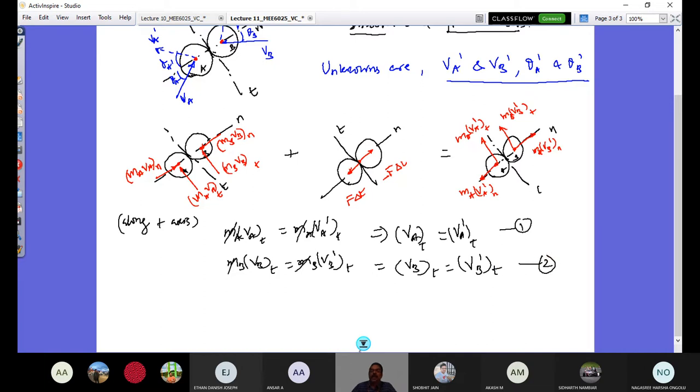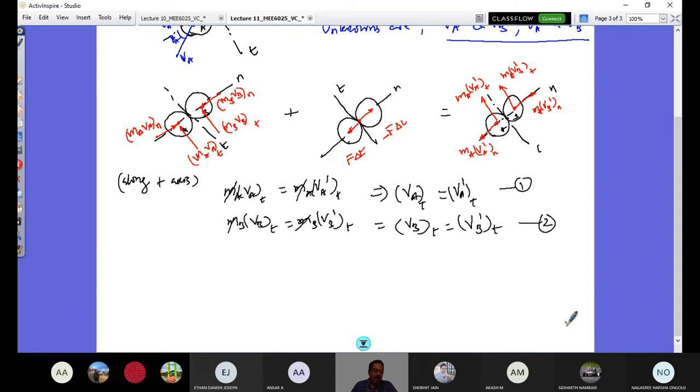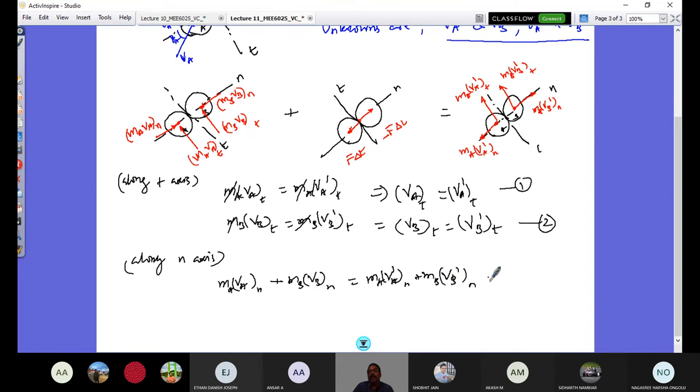So I have now two equations. The other two equations I would get by applying along the line of impact. One is along the line of impact, the N axis. When I look at the linear momentum along this axis, it is conserved. So the linear momentum M A V A N plus M B V B N should be equal to M A V A dash N plus M B V B dash N. So this is my third equation.